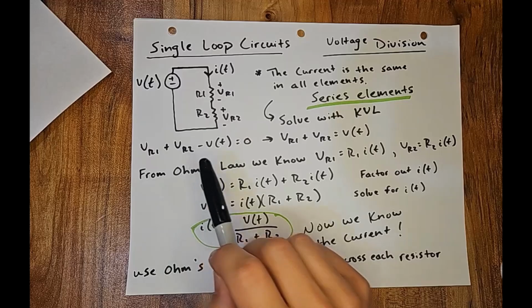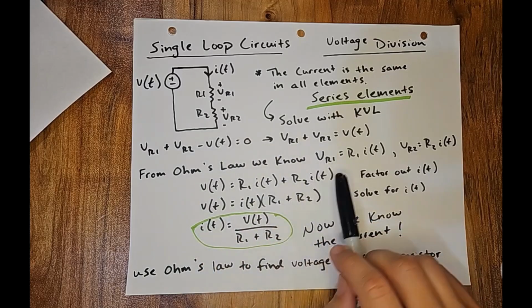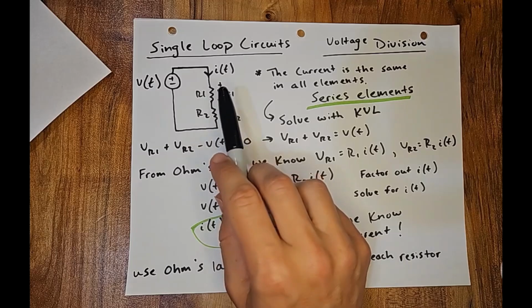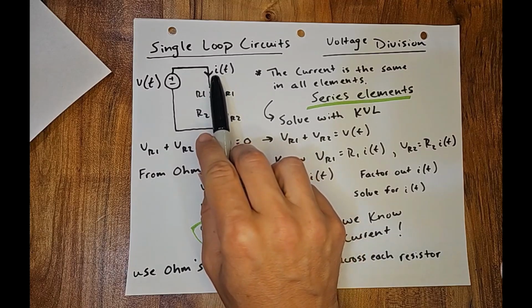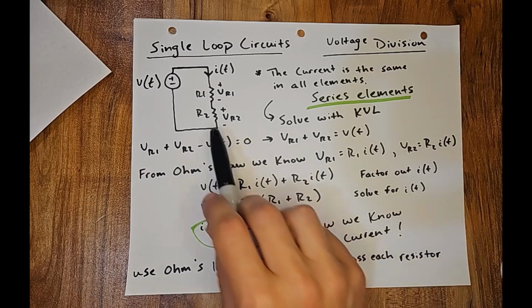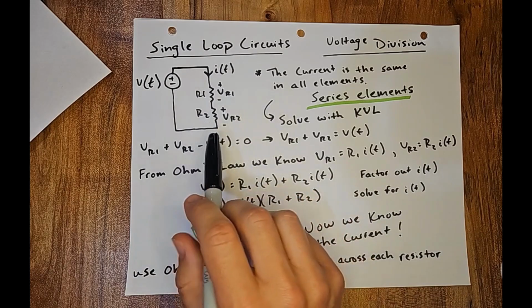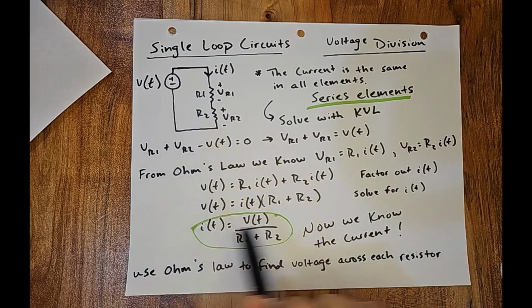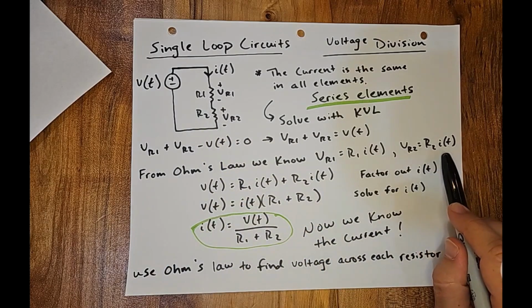From Ohm's law, V equals IR, we know that VR1, the voltage across R1, is going to equal the resistance of R1 times the current, so R1 times I of t. Same thing goes for VR2. VR2 is just going to equal whatever the resistance of R2 is, multiplied by the current going through them. So VR2 equals R2 times I of t.